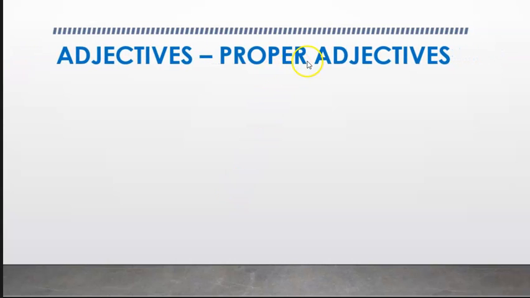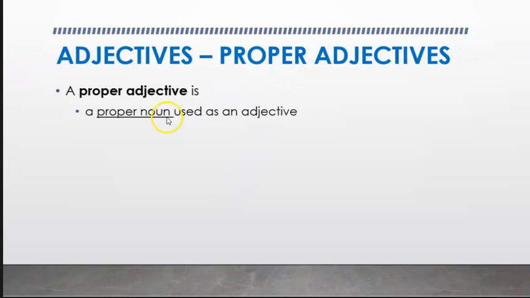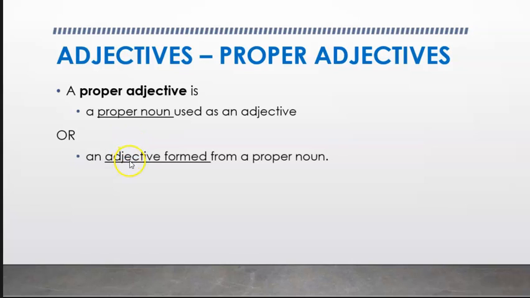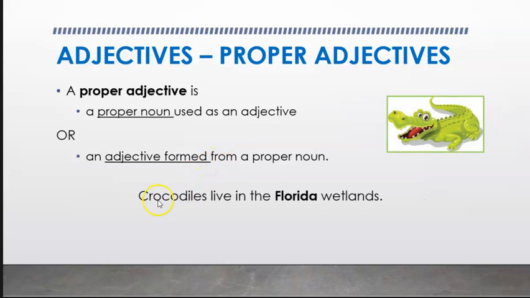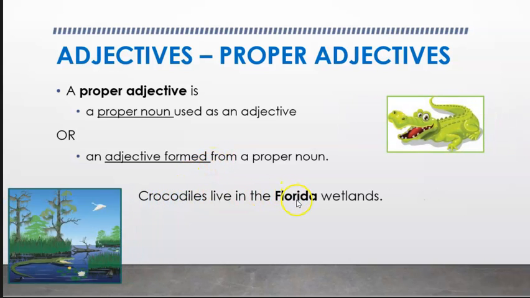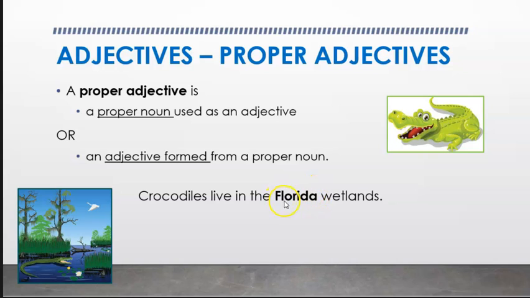We also have something called proper adjectives. So that's when a proper noun is used as an adjective, or in some cases we form new words that are adjectives from a proper noun. In both cases, you would capitalize it. So for example, crocodiles live in the Florida wetlands. Florida is typically a noun. It's a proper noun. Here it's acting as an adjective telling us which wetlands crocodiles live in. We do still capitalize it.